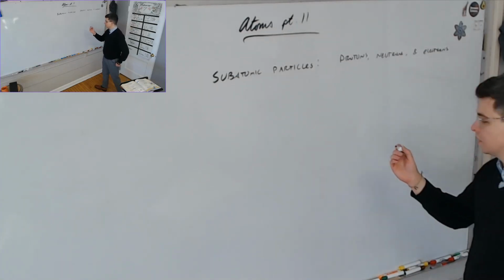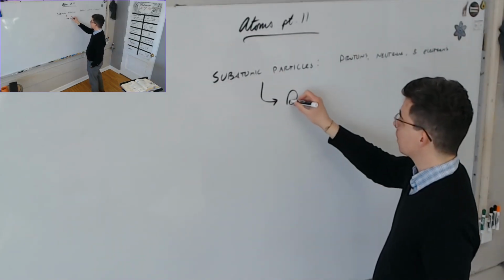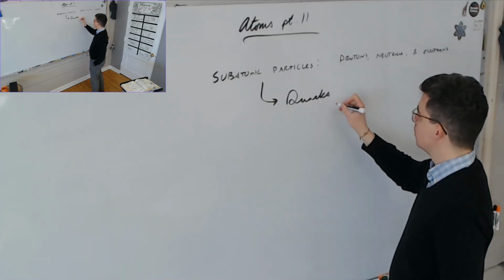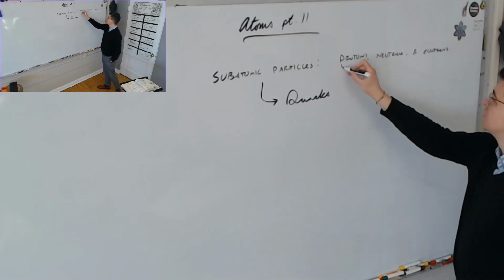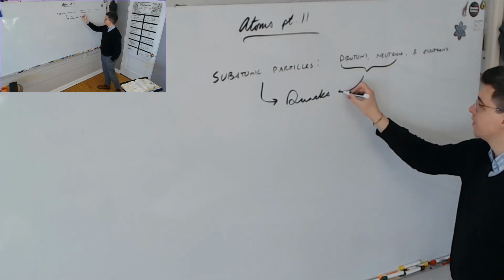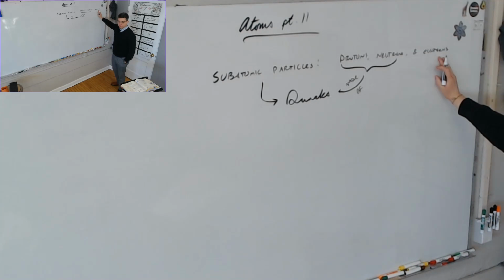But there are more than that, and one type of subatomic particle is quarks. The word quark, Q-U-A-R-K. And those are even smaller subatomic particles. The quarks make up just the protons and neutrons, which are made of quarks. Electrons are their own little guy.